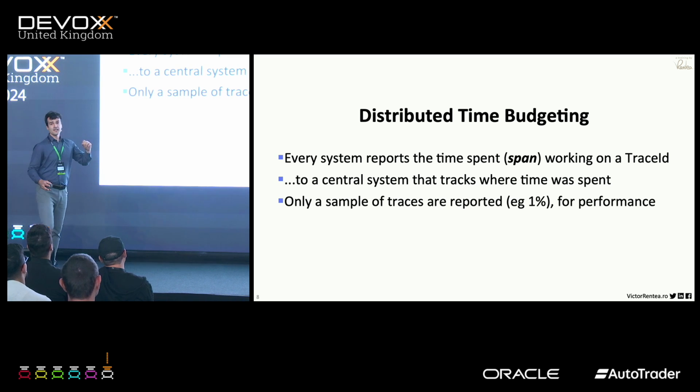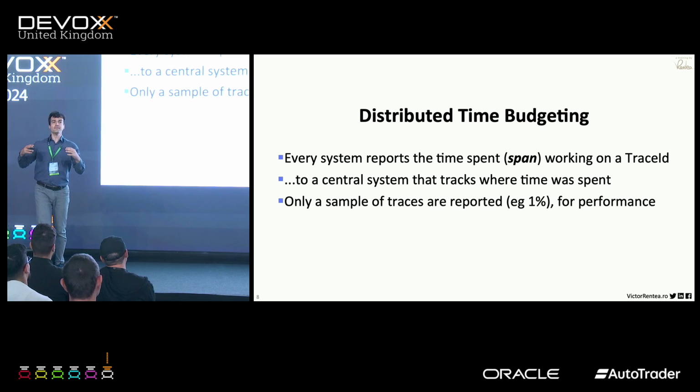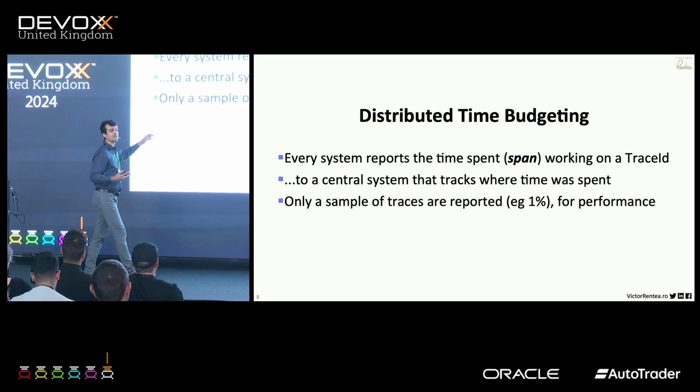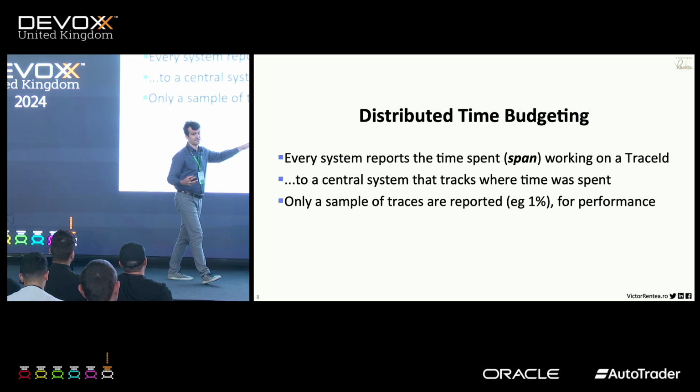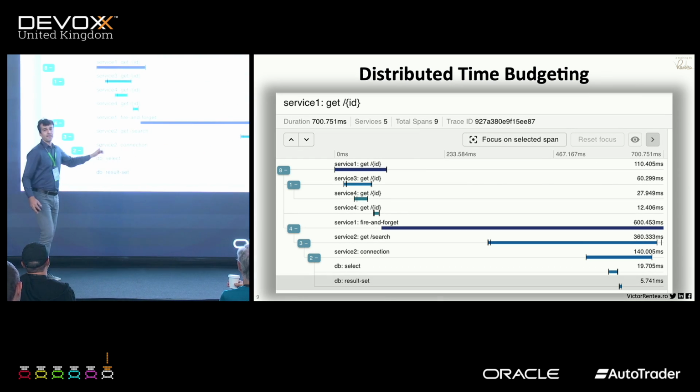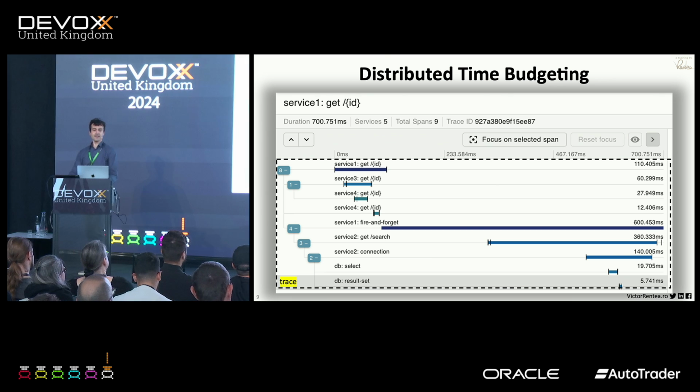Okay? Of course, if you report every single request, you're going to kill performance by reporting, basically. So you have to report a sample of all the requests. Okay? I just described Zipkin, basically, here. Right? So this is a trace ID that moved through a series of systems.